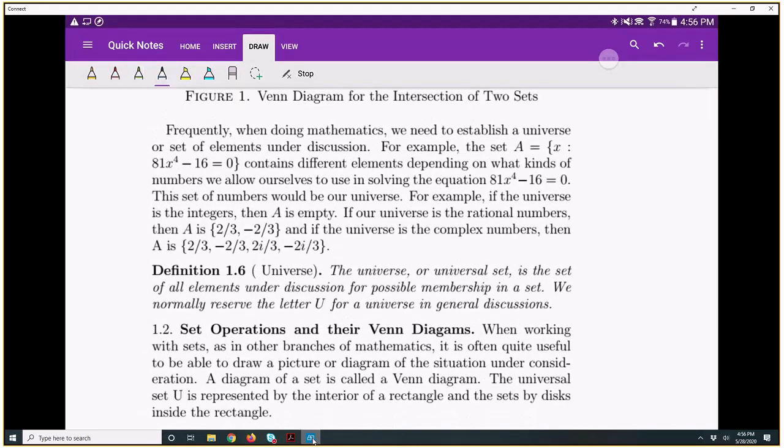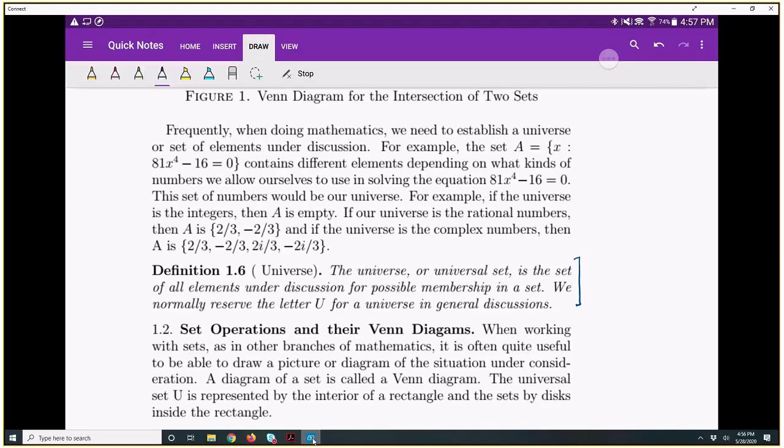Now, sometimes it's helpful to establish what is called a universe. So a universe, or a universal set, is the set of all elements under discussion for possible membership in a set. And we'll usually use the letter U. So it will become a little bit more clear what I mean.